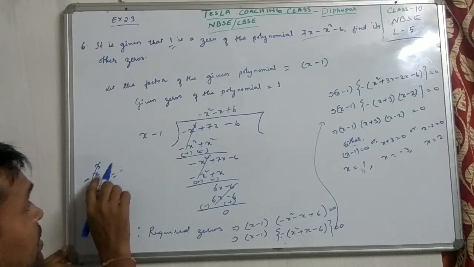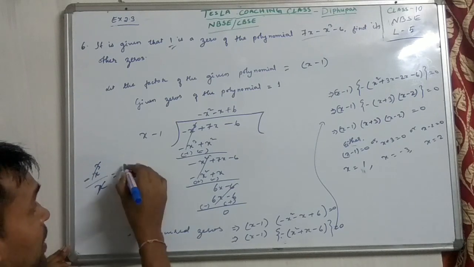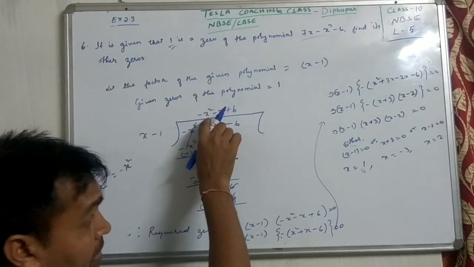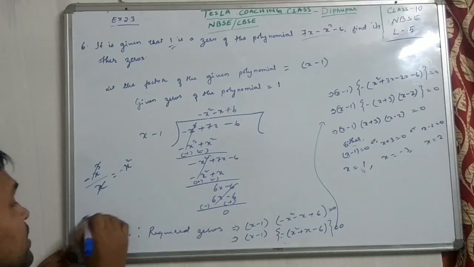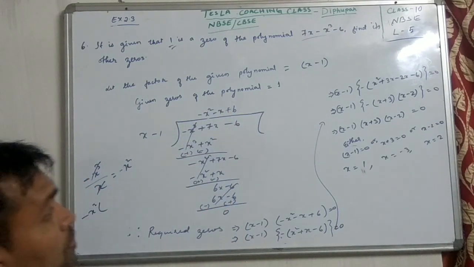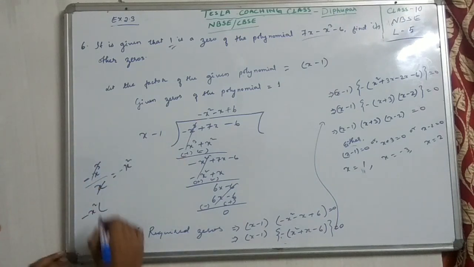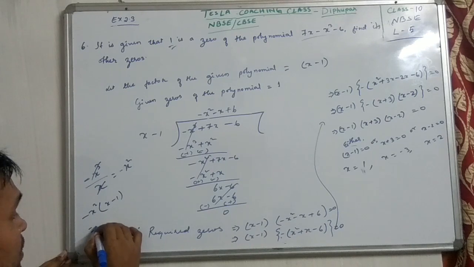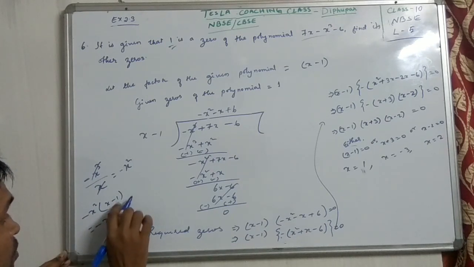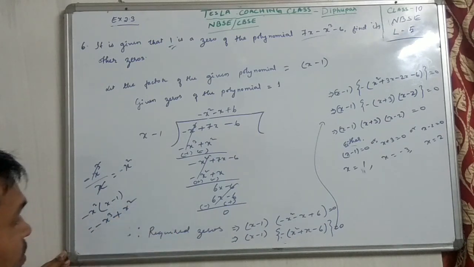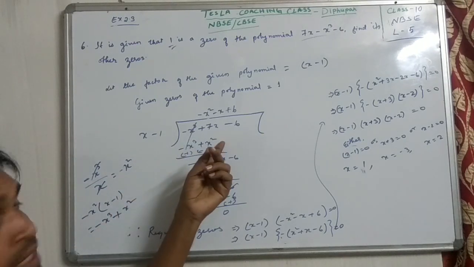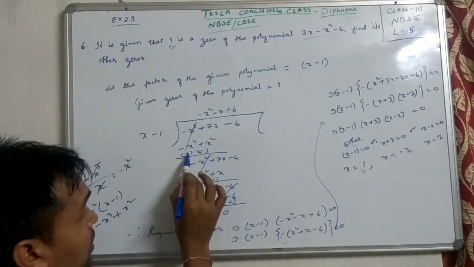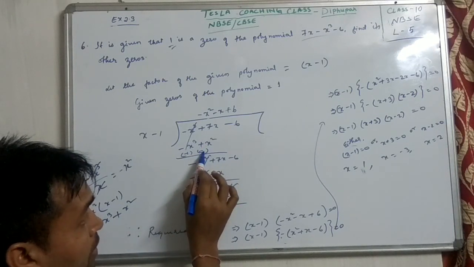So if you divide these two terms, what do you get? Minus comes as it is, and x cube over x gives x square. So this minus x square we will write here, and with this minus x square we are going to multiply x minus 1. When you multiply, you get minus x cube, minus into minus is plus, so x square. So we have written it here. I hope you understood. So this minus sign we will change into plus, and this plus we will change into minus.